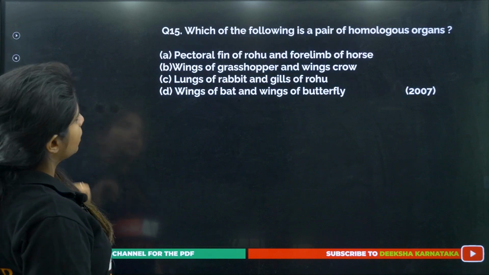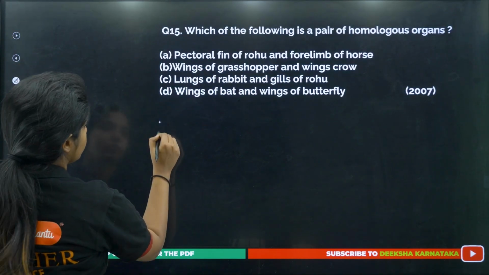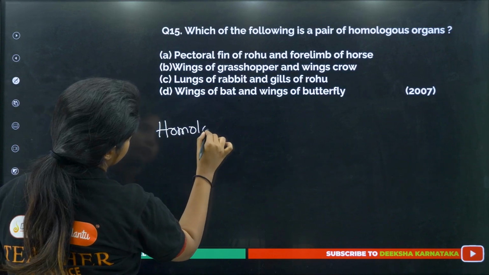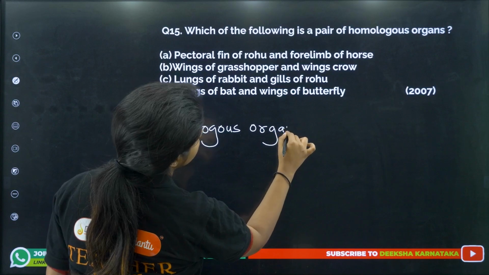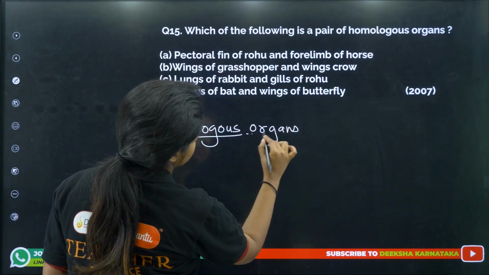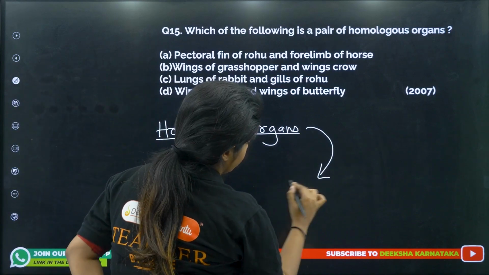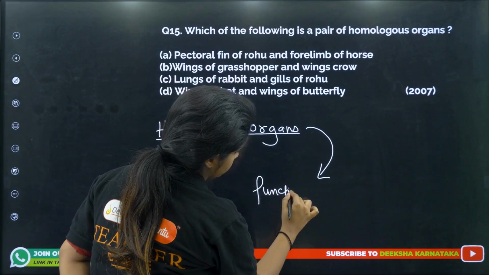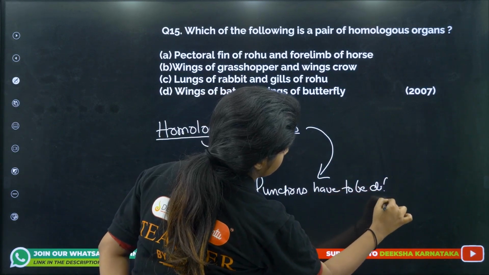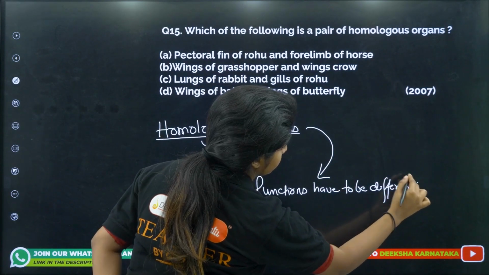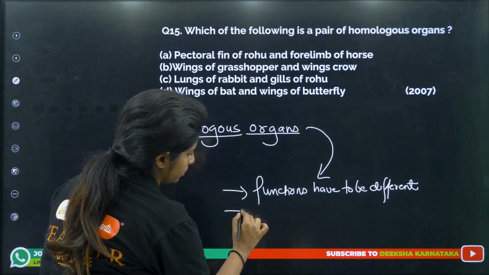Okay, next question. Which of the following is a pair of homologous organs? I told you, whenever the term homologous organs comes, just understand that the functions have to be different. Functions have to be different. What about the structure?